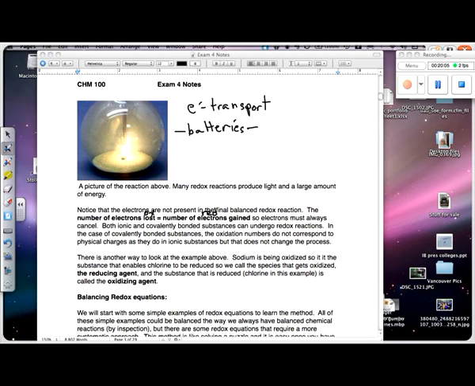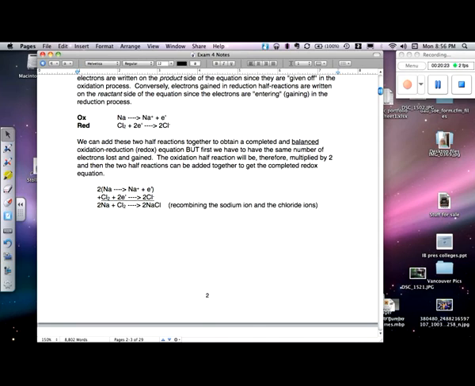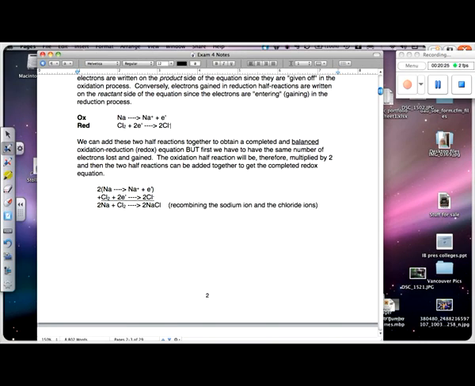One more little bit of vocabulary before we get into the step-by-step process. Sodium is being oxidized, so it is the substance that enables chlorine to be reduced. So I'm going to scroll back up, and next to each of those half reactions, sodium is being oxidized, so sodium is the reducing agent. So it's like opposite. Whatever is oxidized enables the other thing to be reduced. Whatever is reduced is the oxidizing agent.